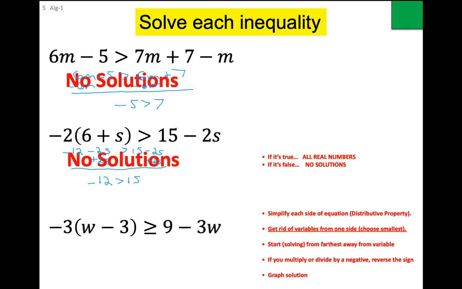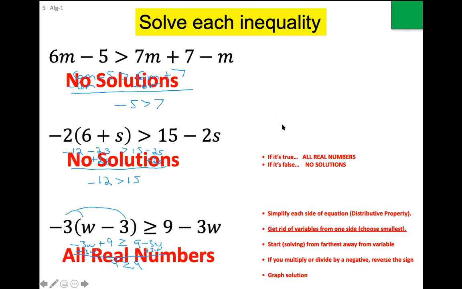Now, for those of you that tuned into what math teachers do, then obviously the next one should be infinite solutions. Let's see if that's the case. All right, distributive property, that's going to give me negative 3w, negative times a negative is positive, plus 9, greater than or equal to 9 minus 3w. Add 3w to both sides. And you can see that we get 9 greater than or equal to 9. Now, don't think that's a no solution. Well, 9 is not greater than 9, but 9 is equal to 9. And therefore, this one is infinite solutions or all real numbers.